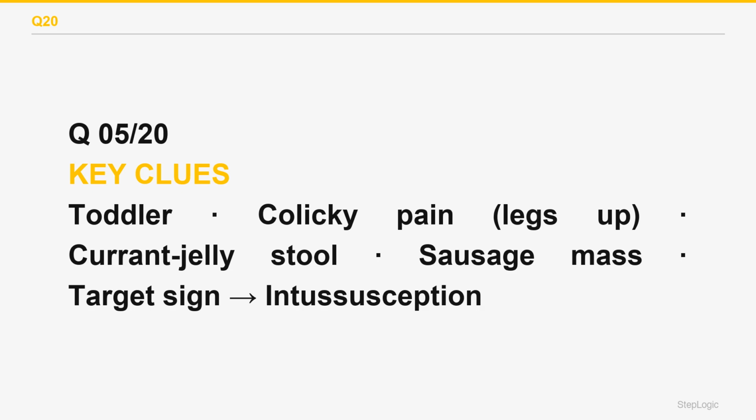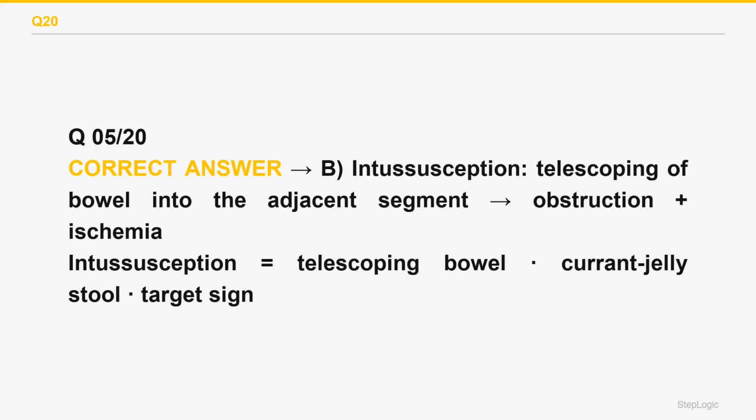This causes intermittent obstruction with colicky pain. The child draws the legs up, and as the mesentery is dragged in, the blood supply is compromised, causing bowel ischemia. The classic currant jelly stool is a mix of blood and mucus from the ischemic mucosa. The correct answer is B.